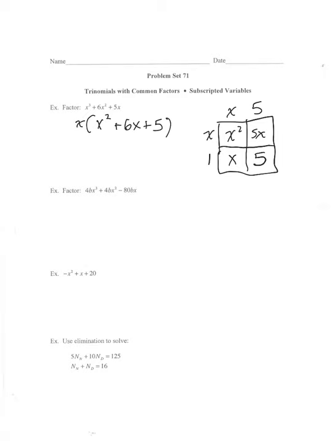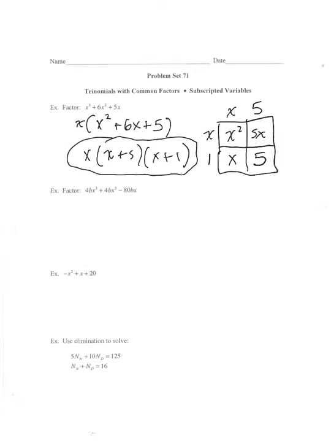And this is exactly what I want, so now I'm just going to rewrite those, again not forgetting my x that's on the outside. I've got x plus 5 times x plus 1. And so this is it. It's the fully factored version of that original trinomial. Again, seeing if I can factor out a monomial, which is the x, and then continuing to factor that remaining trinomial into two binomials.